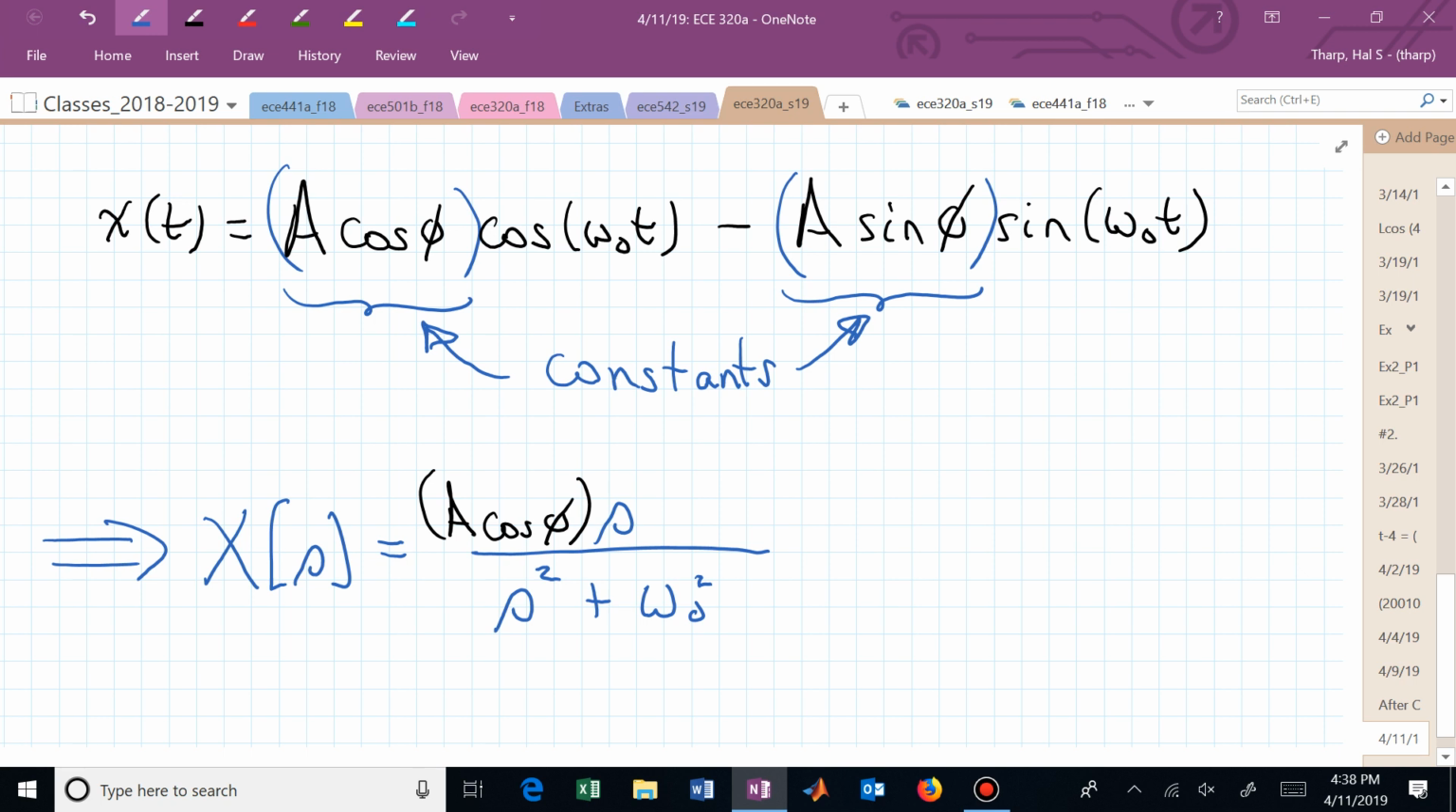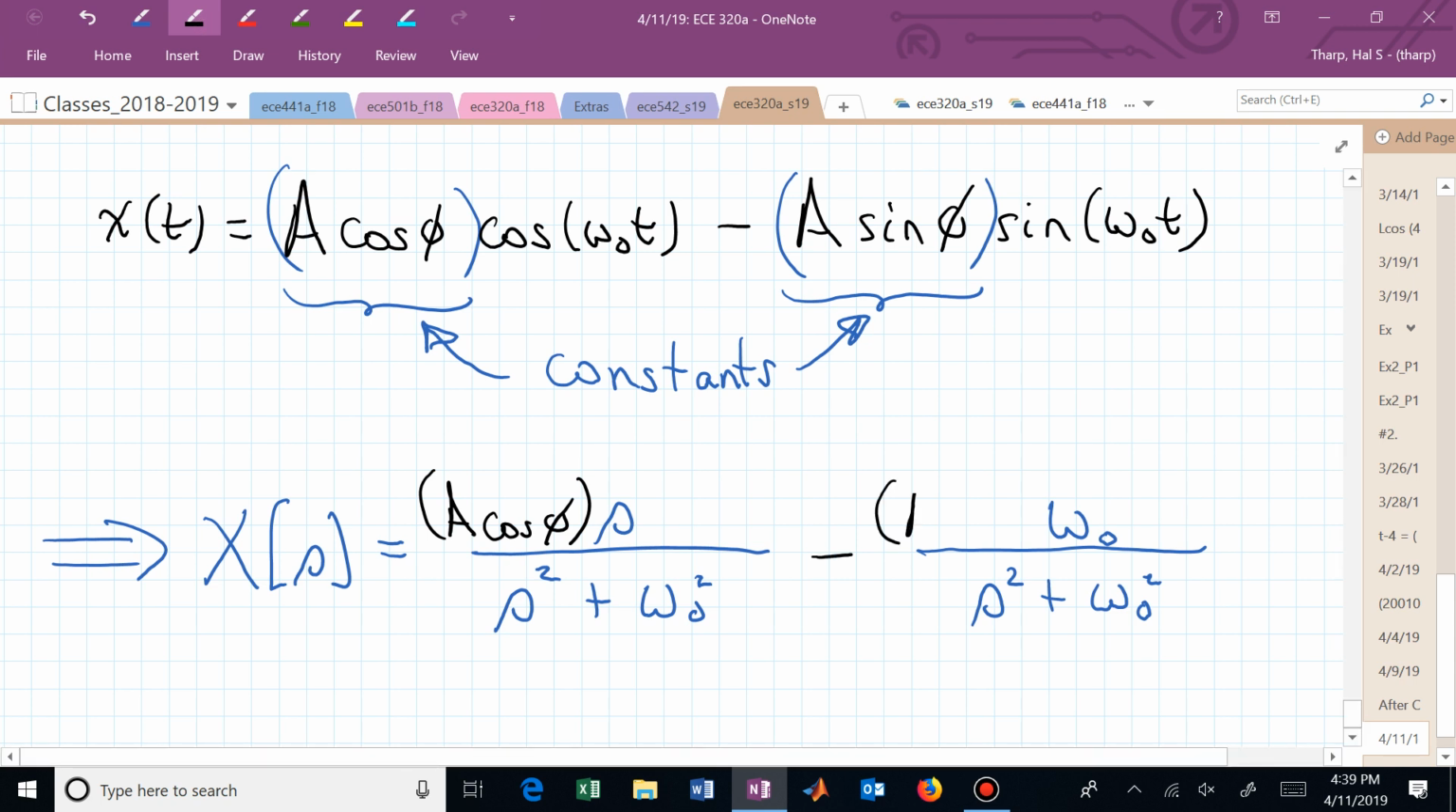And what's the Laplace transform of a sine? It's the same denominator, it's just now upstairs we have the omega naught. And we actually have a minus, and we have this constant, a sine of phi. That's what we're hitting our system with. This is capital X of S.